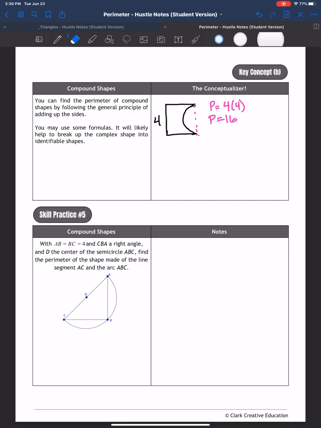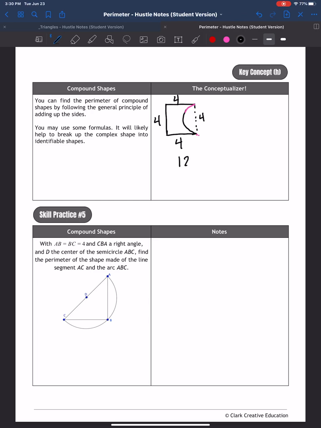Actually, let's backtrack. There's an easier way to do this. I always go to show you guys the more complicated ways. So we know this is 4, and we know this is 4, right? We also know that the diameter is 4. 4, 8, 12.